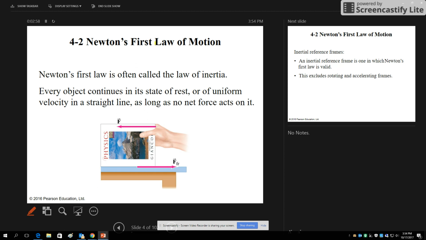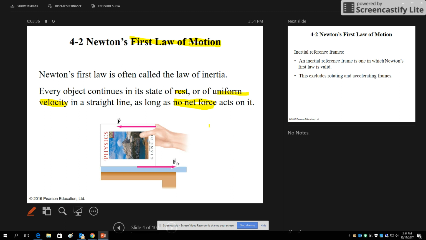Newton's first law of motion states that every object continues in its state of rest or of uniform velocity in a straight line. That's a little redundant, but uniform motion in a straight line, as long as no net force acts on it. And the key here is no net force, not no force, but no net force. The sort of colloquial version of this is that things keep doing what they're already doing unless a net force is exerted on them.